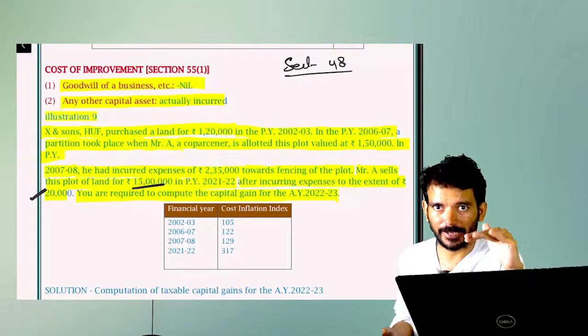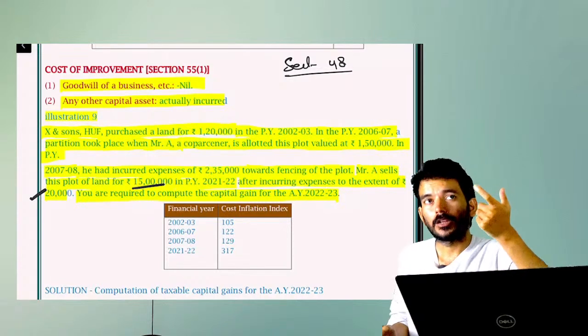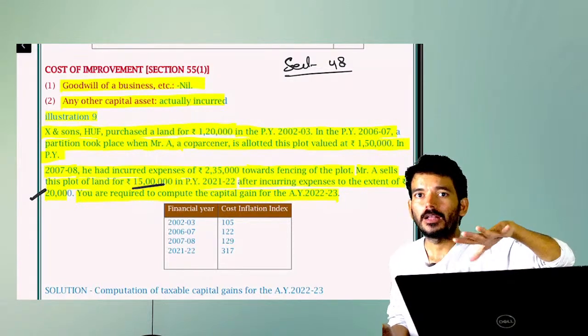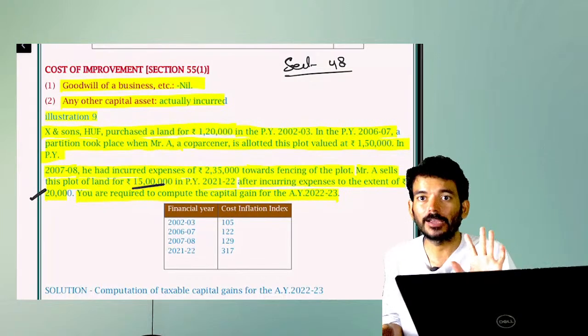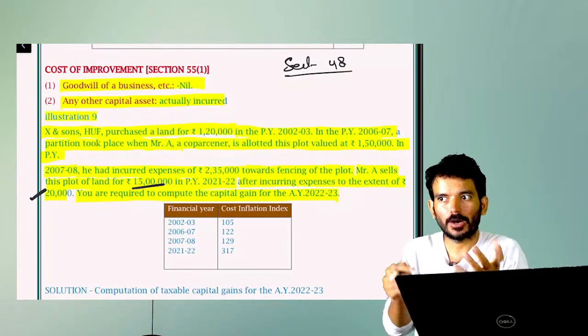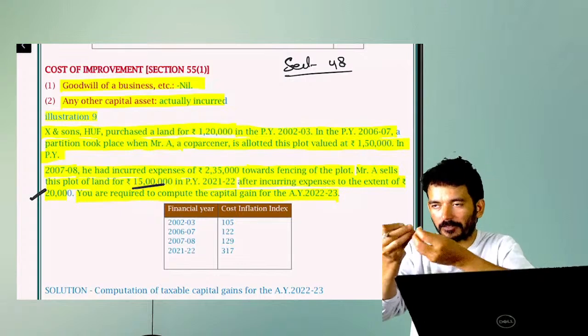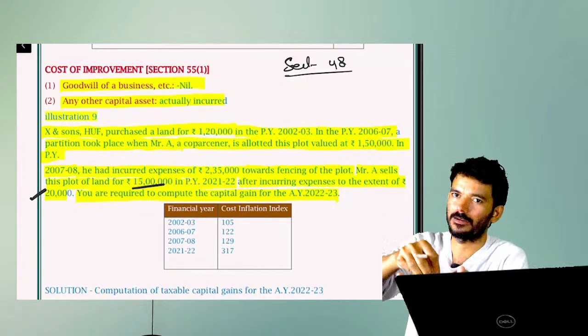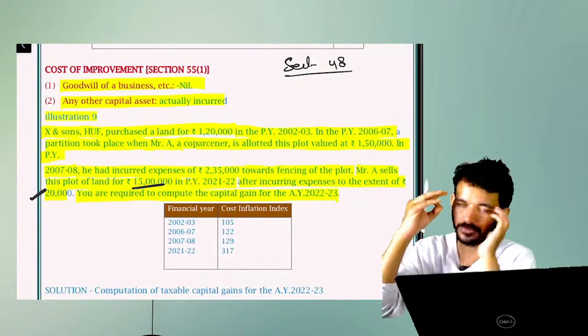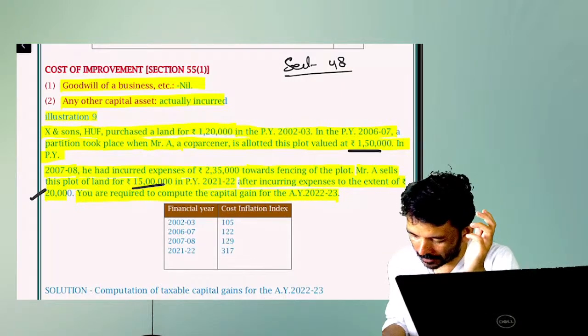You have to apply here what is the cost of acquisition in case you are receiving the asset from your previous owner. I'm not giving you the answer. You ask yourself. You are a son, because of partition of HUF you are being allotted the land. Now what is your cost? You think like that. And then you have also incurred improvement cost.